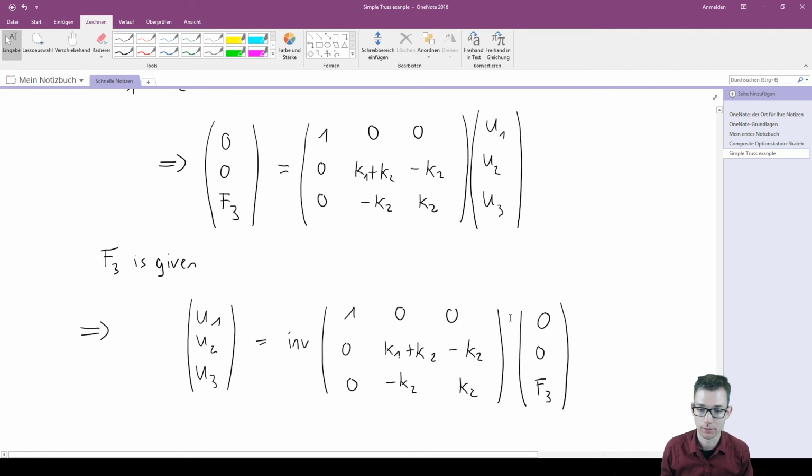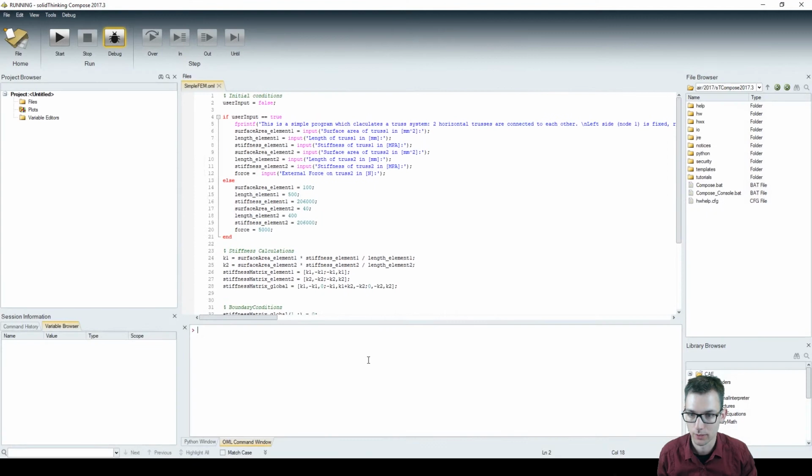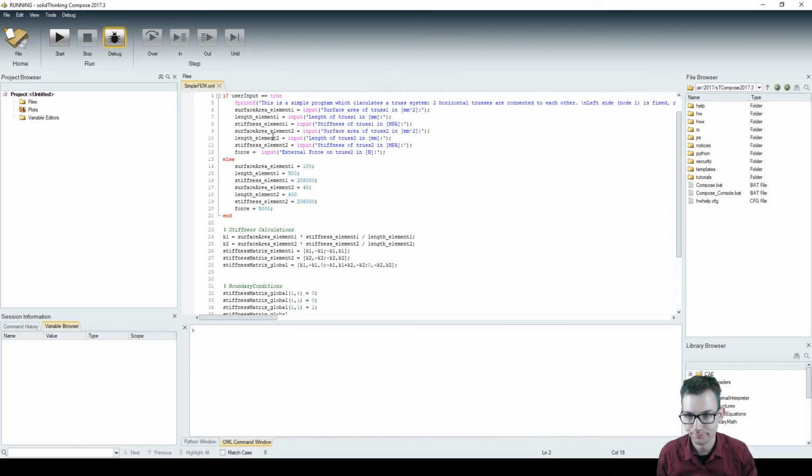Alright, that's about the theory. Now let's get this working and compose. So I have a little program coded here, and this can differentiate between user input and standard values. We go with the standard values for now.